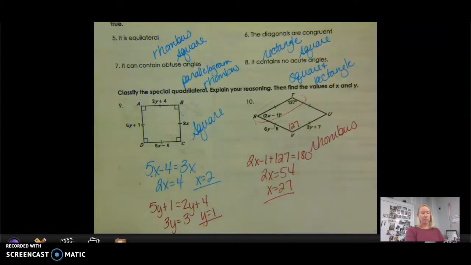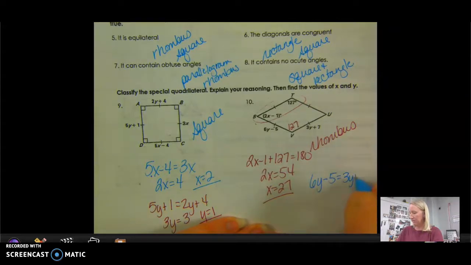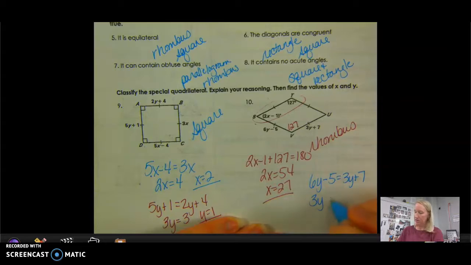Y, that's finding those side lengths. So side lengths are congruent. So I just set them equal. 6y minus 5 equals 3y plus 7. So subtract the 3y and I get 3y. Add the 5 and I get 12. Divide by 3 and I get y equals 4.